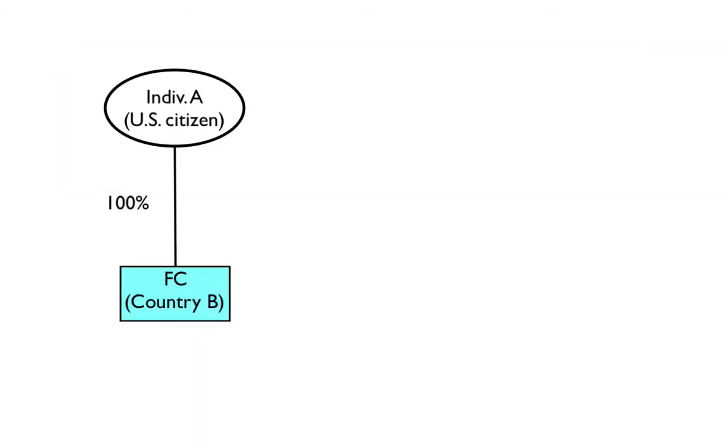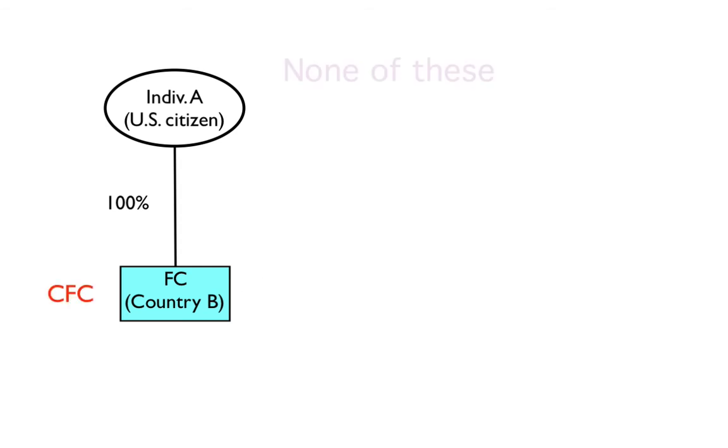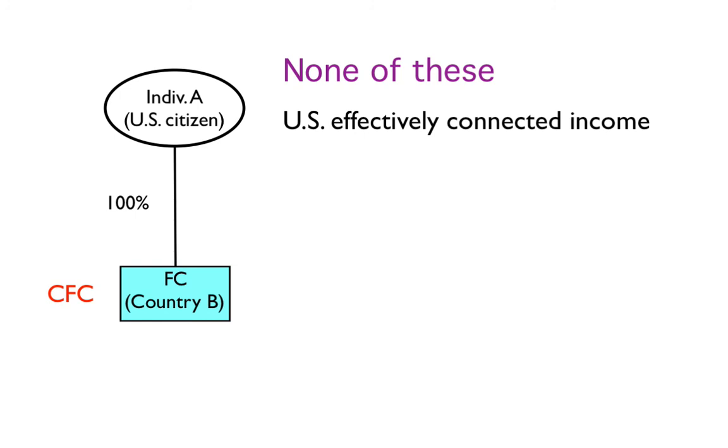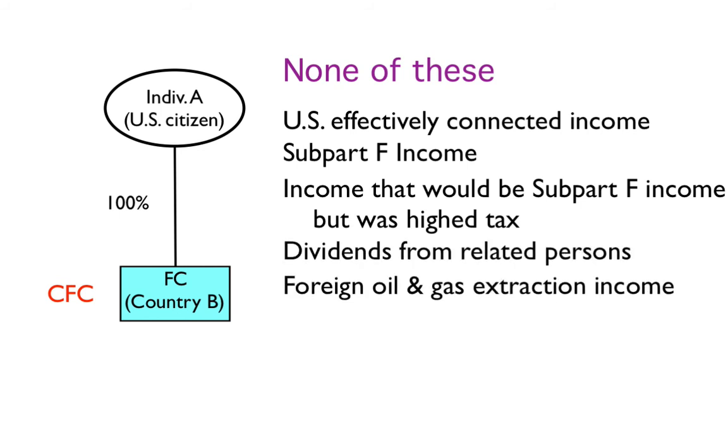Now let's go through an example. Individual A owns 100% of FC, a foreign corporation in country B. FC is the only foreign corporation that individual A owns. FC is a controlled foreign corporation. FC has no U.S. effectively connected income, no Subpart F income, no income that would be Subpart F income but was high taxed, no dividends from related persons, and no oil and gas income.